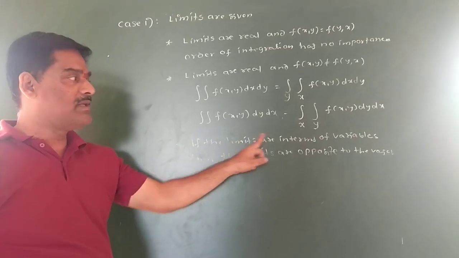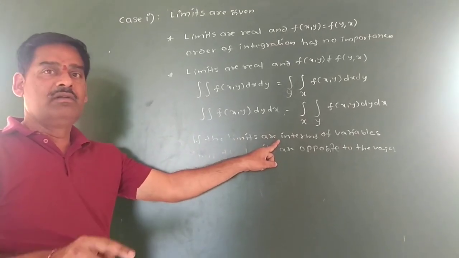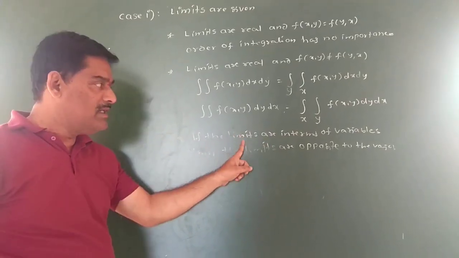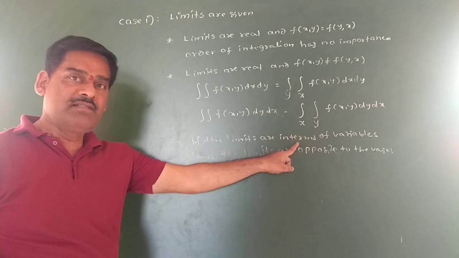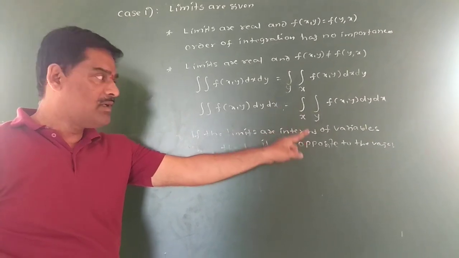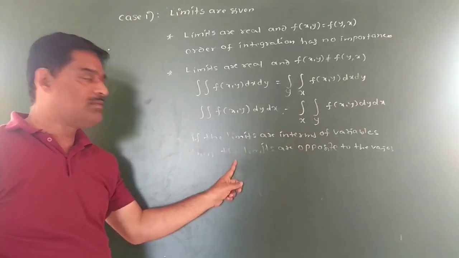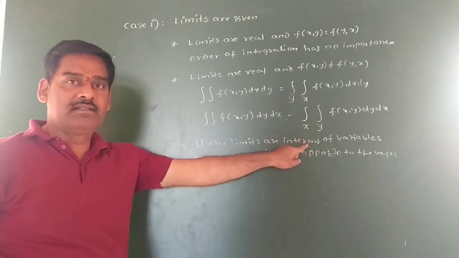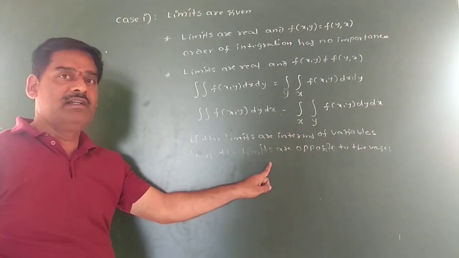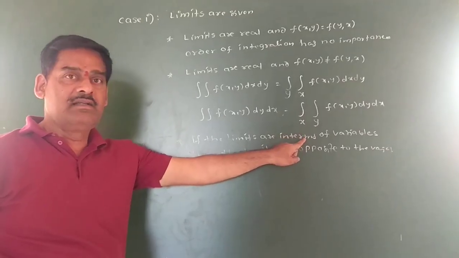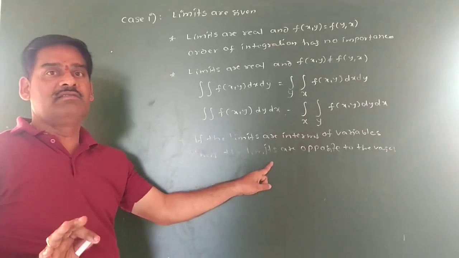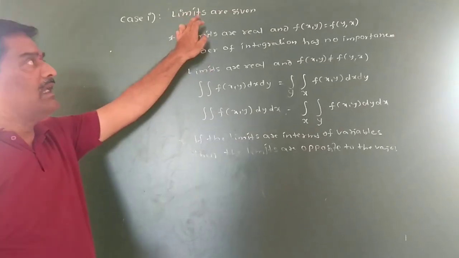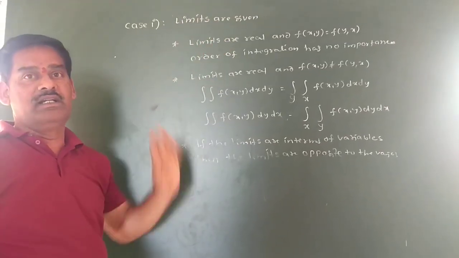If the limits are represented in terms of the x variable, those are the limits corresponding to the y variable. So opposite. If they are represented in x, the limits correspond to the y variable; if represented in y, the limits correspond to the x variable. So this is the important case when the limits are given in the double integration.